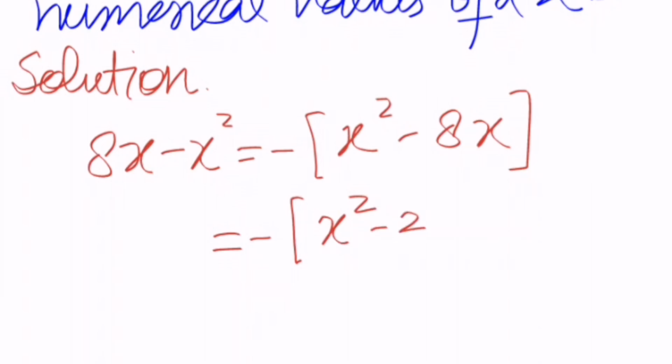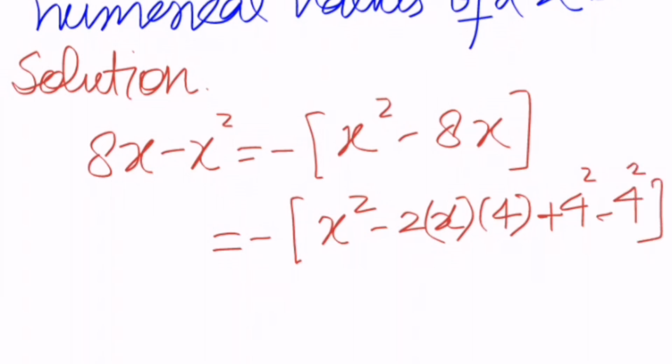a squared minus 2a b, where a is x. What should b be to make 8 here? b needs to be 4. Then we write b squared, which appears as 4 squared. This is an extra value, so we subtract it also. Students, what we are doing here is completing the square. For that, we need to find b. We identified b as 4. In order to complete the square, we have to add b squared, which is 4 squared.